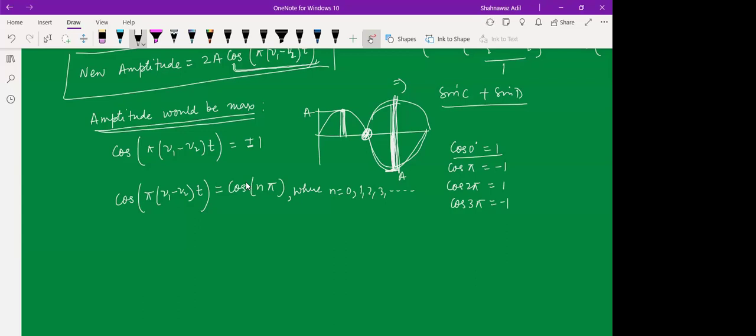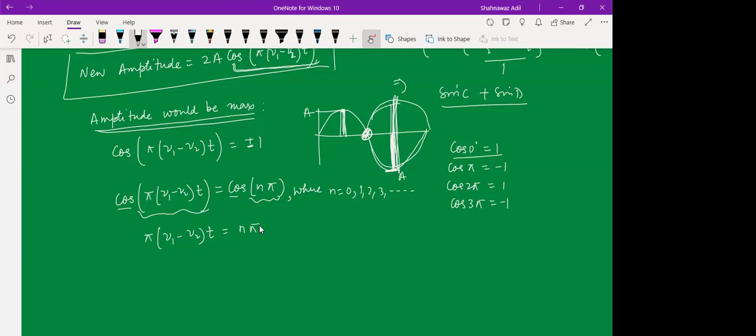Yeah. So you see that this cos function and this function, they are equal. Which means that their arguments would also be equal, right? So which means that (u1 minus u2)t would be equal to n pi.